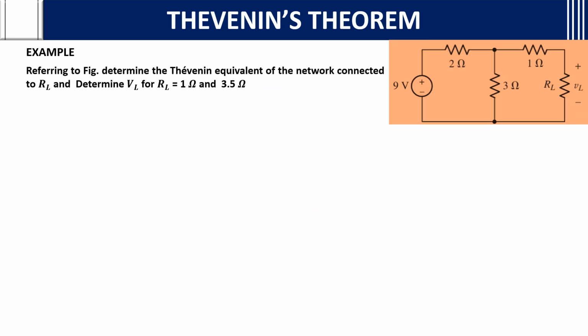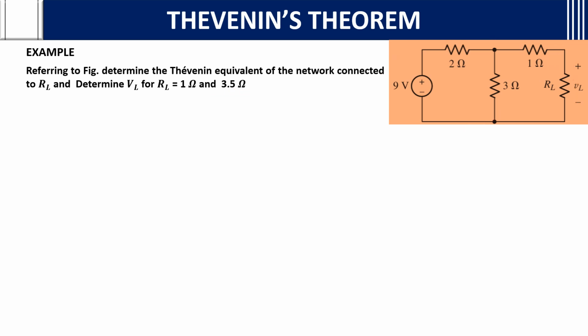Referring to the figure, determine the Thevenin equivalent of the network connected to RL. Determine VL for RL equals 1 ohm and 3.5 ohm. Here they have asked two questions. What they have asked is the Thevenin equivalent of the network connected to RL. So we want the Thevenin equivalent of this circuit, and we want VL across RL when RL is given as first 1 ohm and 3.5 ohms. This is also easy.